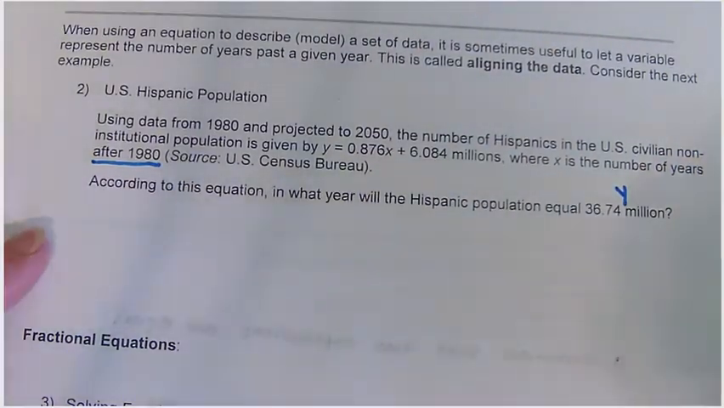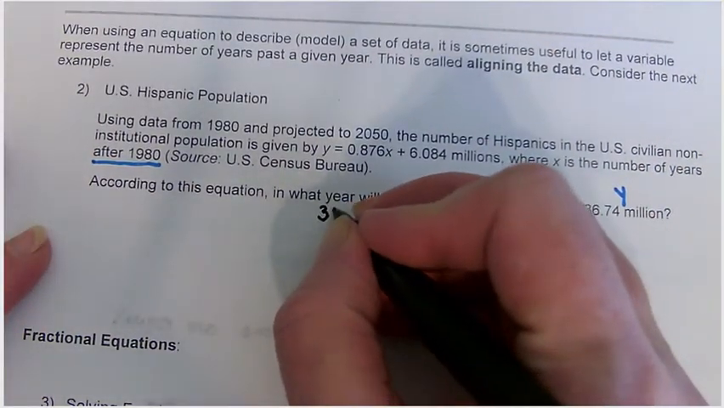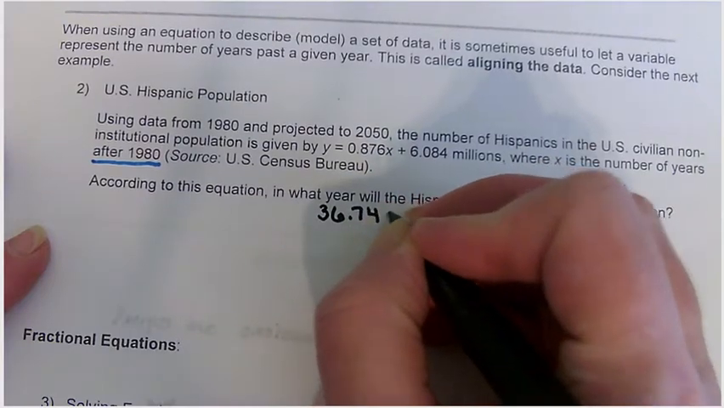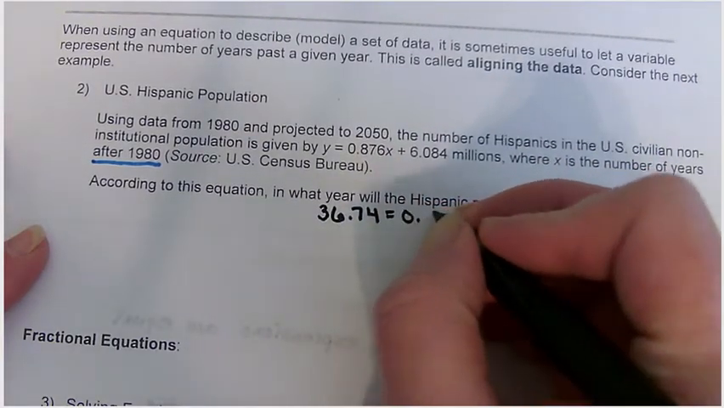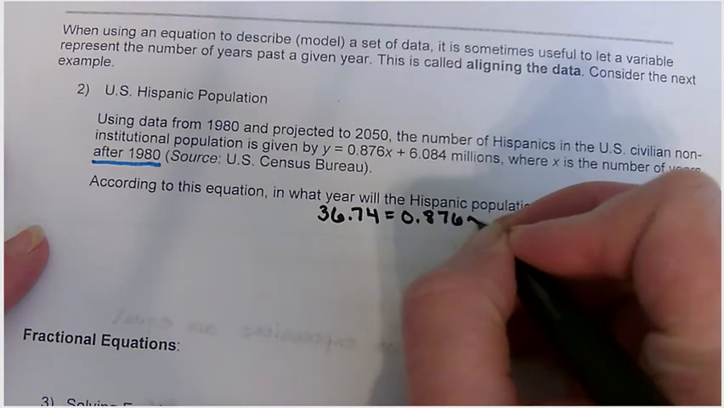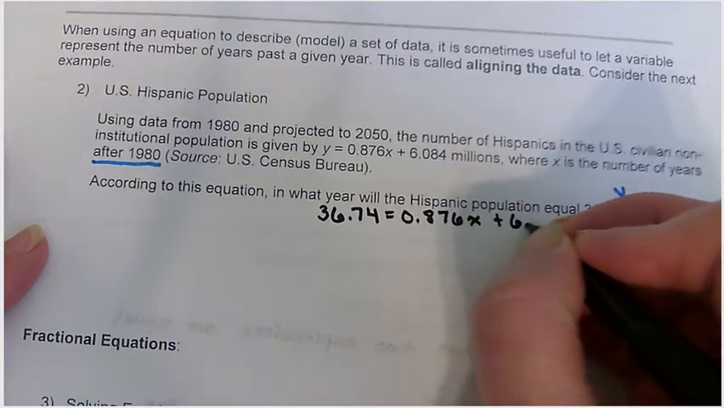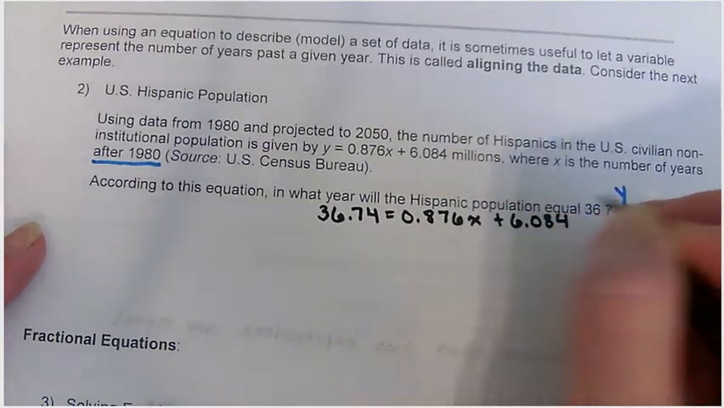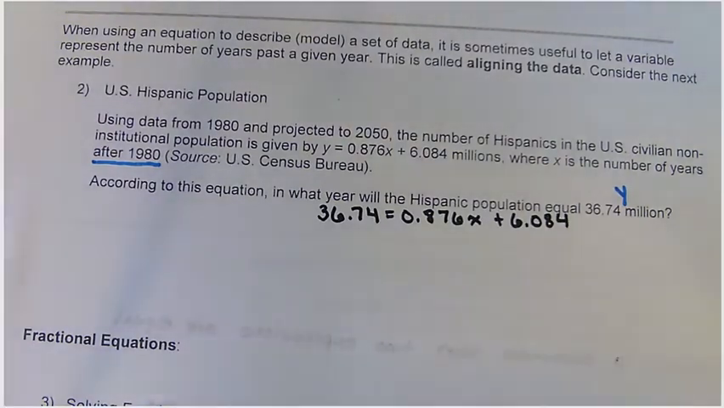So we would get 36.74 equals 0.876x plus 6.084. And I'm going to have to grab my calculator real fast.